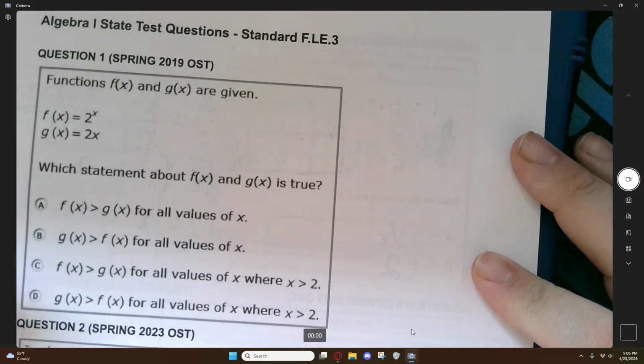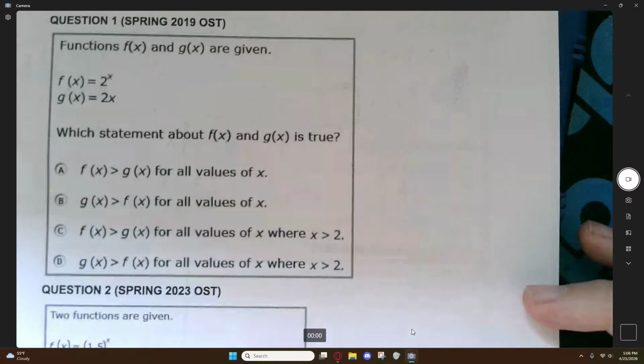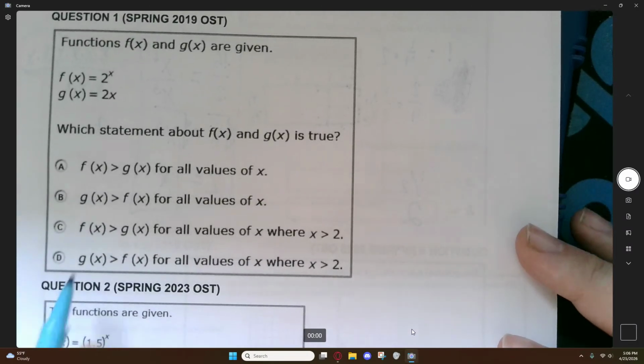Let's jump right in. Question 1. Functions f of x and g of x are given. F of x is equal to 2 to the x, g of x is equal to 2x. Which statement about f of x and g of x is true?